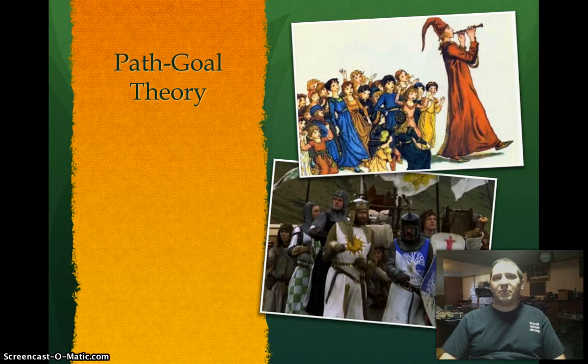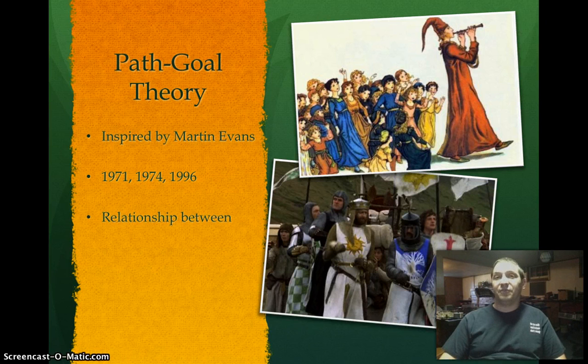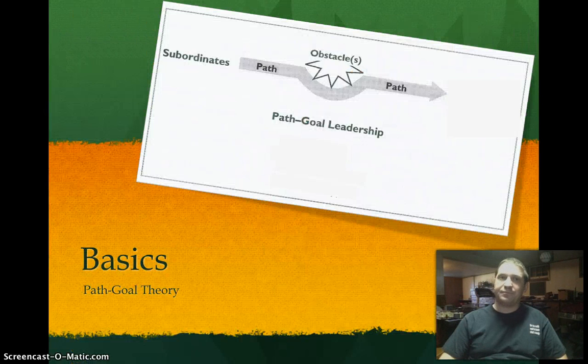Dr. House was inspired by the works of Martin Evans and published his path-goal theory in 1971, and again with other collaborators in 1974 and 96. The path-goal theory illustrates the relationship between the leader, the characteristics of the worker or subordinate, and the characteristics of the task to which they are assigned.